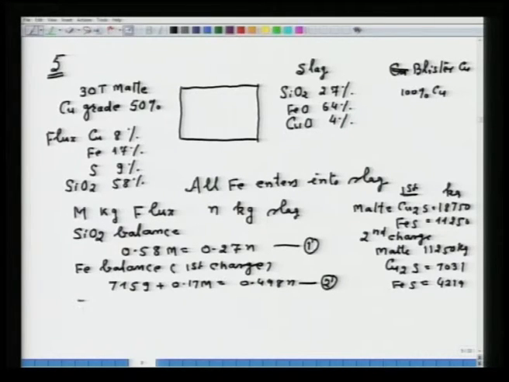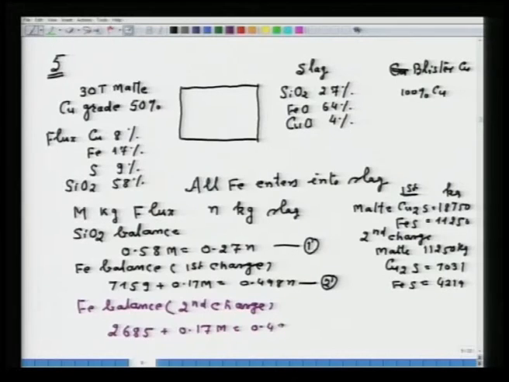and let me do now iron balance for second charge. If I do iron balance for second charge, then the equation is 2685 plus 0.17 m, that is equal to 0.498 n, and this is my equation number 3. Now, I can solve equation 1 and 2 and equation 1 and 3 in order to get the amount of slag and amount of flux in each stage.